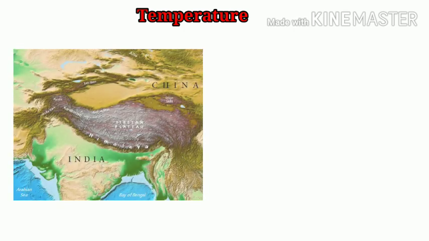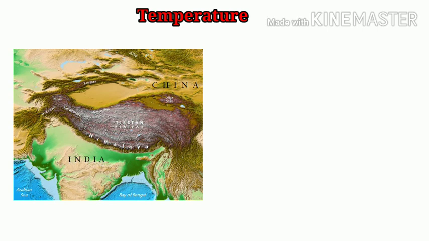One is the temperature and the second is rainfall, because these two have a very important role. If the temperature is not favorable, then only you can understand. But you can see in India, different regions have different temperatures. So studying the distribution of temperature is very important. So now let us take a look at that.